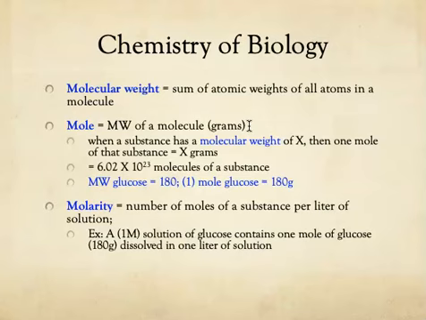Knowing how to determine the moles of a substance is important because we often use solutions in the laboratory in cell biology. And in order to make up solutions, we need to be familiar with this concept of molarity. Molarity refers to the number of moles of a substance per liter of a solution. So if we go back to our example of glucose, a 1 molar solution of glucose would be 1 mole of glucose, or 180 grams, dissolved in 1 liter of solution.